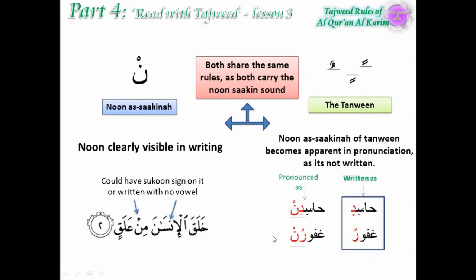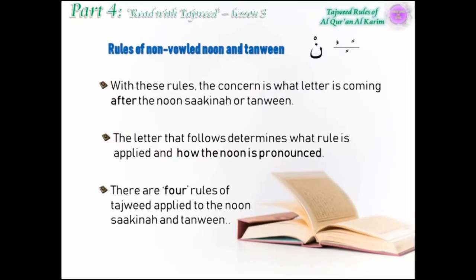So, the noon as-sakina, we pronounce it as a noon sakin. So here we see it in the mushaf as a tanween. So, hasidin, we see a kasra tanween, written as this, but it's actually pronounced with a noon as-sakina. So hasidin, ghafurun with the dhamma tanween, and we pronounce it as ghafurun with a noon sakin at the end. Therefore, both of them are carrying a noon sakin sound, so that's why both will share the same rules. I hope that is clear, inshallah. Let's go on to study the rules, inshallah.